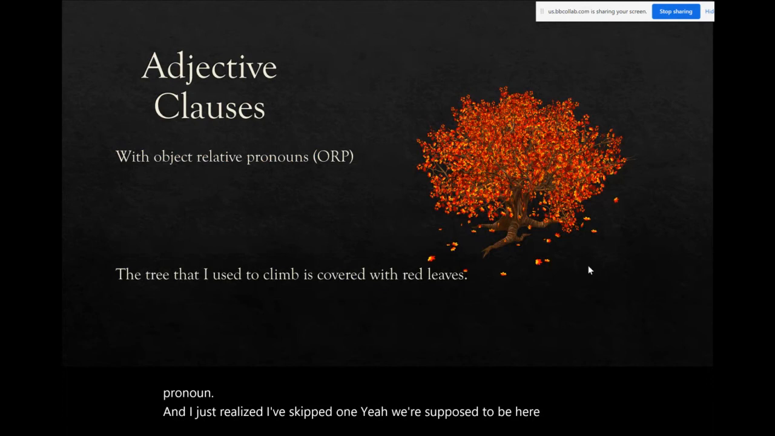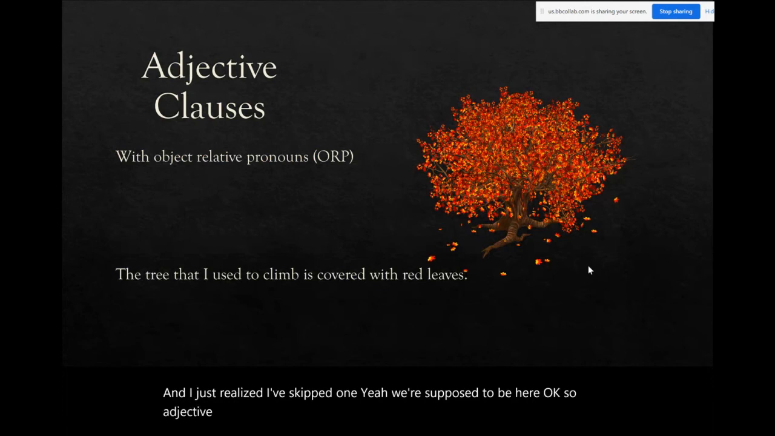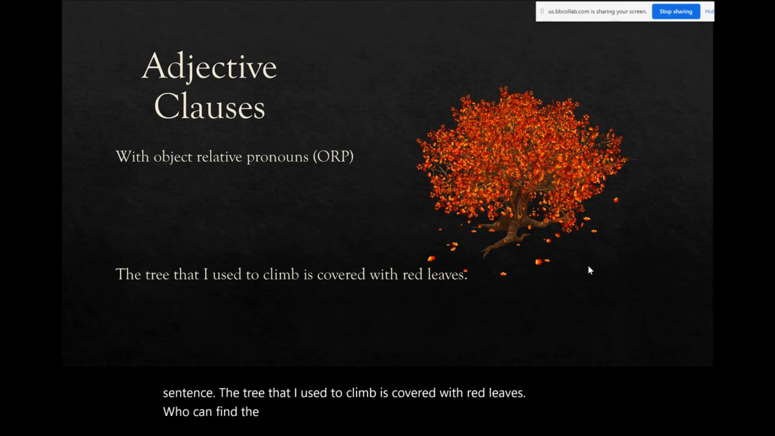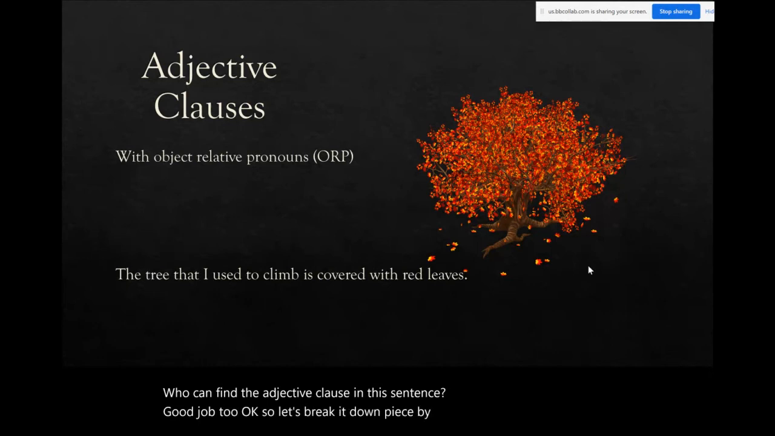So, adjective clauses with object relative pronouns. Let's look at my sentence: the tree that I used to climb is covered with red leaves. Who can find the adjective clause in this sentence? That I used to climb. Good job. Okay, so let's break it down piece by piece. We know the clause is "that I used to climb."